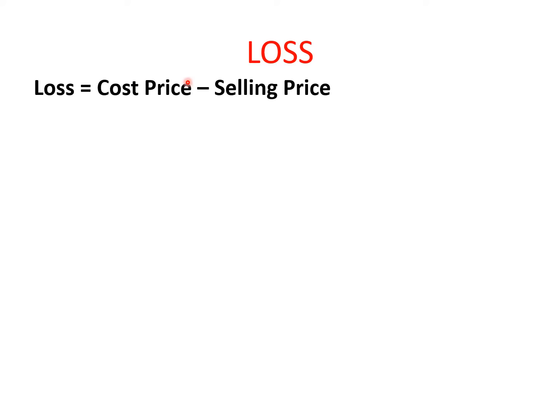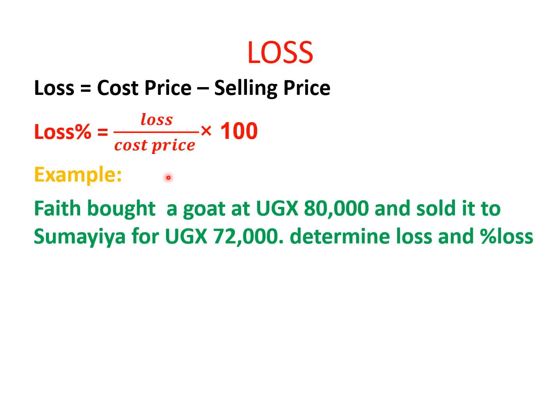You can see that the selling price will be 5,000 less than the buying price. So loss is equal to cost price minus selling price. And then percentage loss is equal to loss divided by cost price times 100. For more information, percentage decrease, percentage discount, and percentage loss are the same. So here we say loss out of cost price, then times 100.